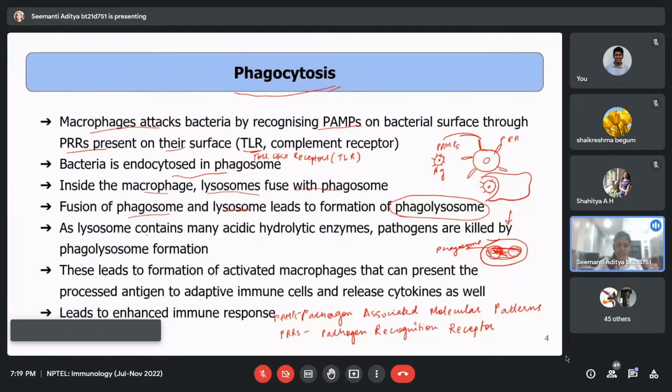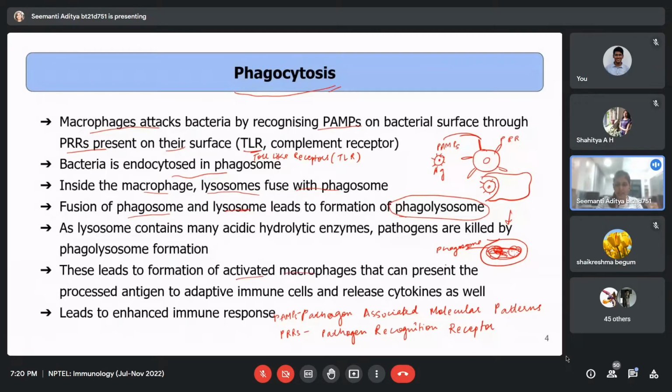As the lysosome contains many acidic hydrolytic enzymes, pathogens are killed by the phagolysosome formation, and this leads to the formation of activated macrophages. All the macrophages which have already killed these pathogens are now activated macrophages, and these activated macrophages will present this processed antigen. The antigens are already processed, right? All the antigen that was engulfed earlier is processed, and they are small peptides now.